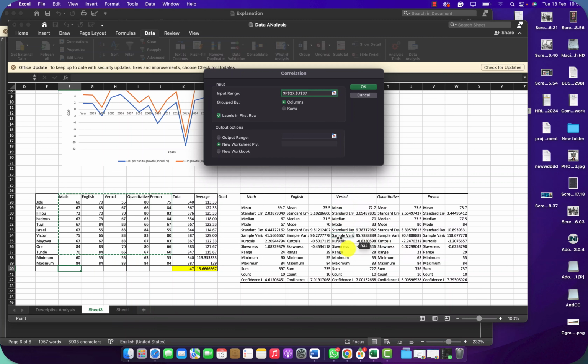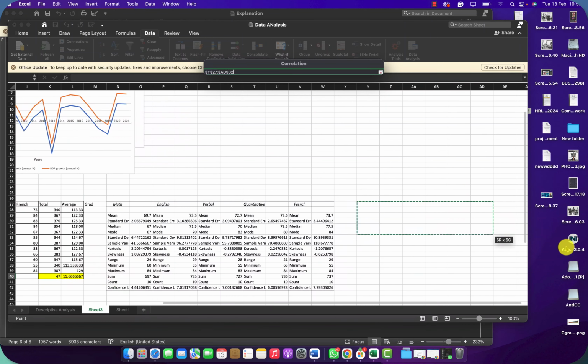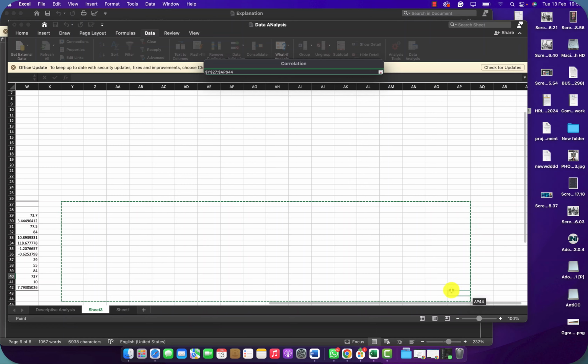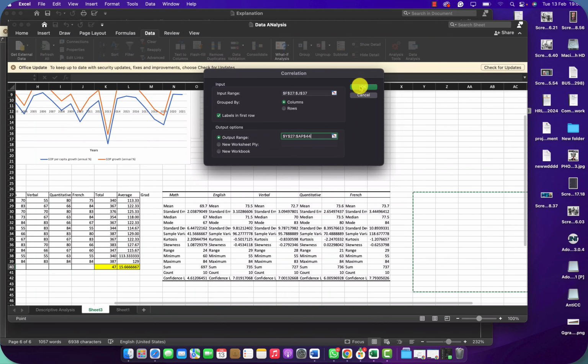I want the output to be on this same sheet. I don't want it on a new worksheet. So I can state my output range. I select my output range, I want it to be in this bracket, and I can press OK.